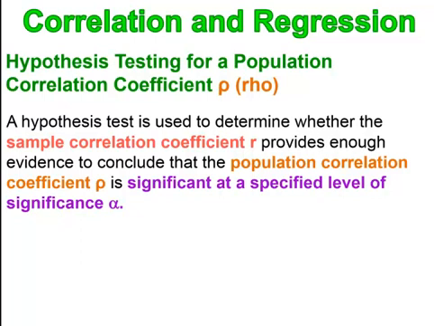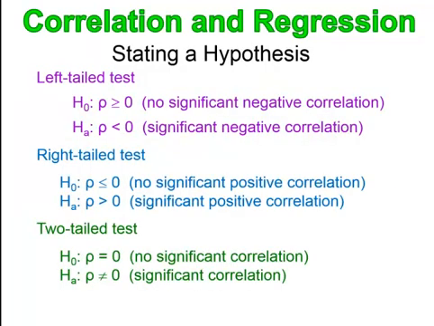So now we're going to do some hypothesis testing for the population correlation coefficient rho. So we want to test to see if the sample correlation coefficient is adequate for the population. The hypothesis test is used to determine whether the sample correlation r provides enough evidence to conclude that the population correlation coefficient rho is significant at a specific level of significance, or alpha.